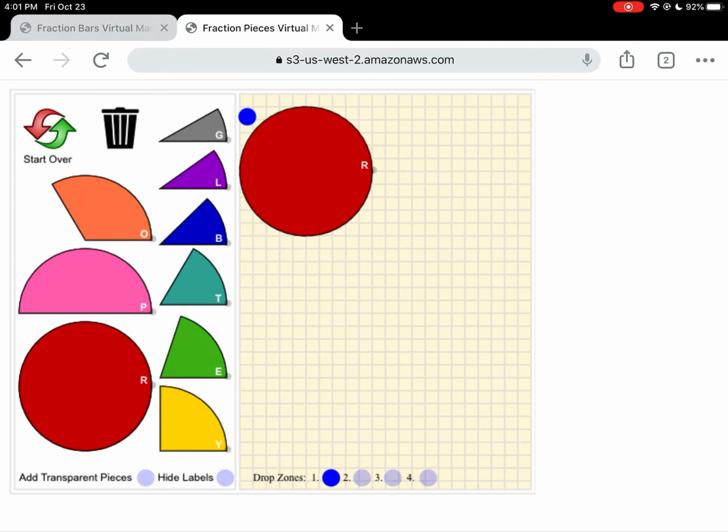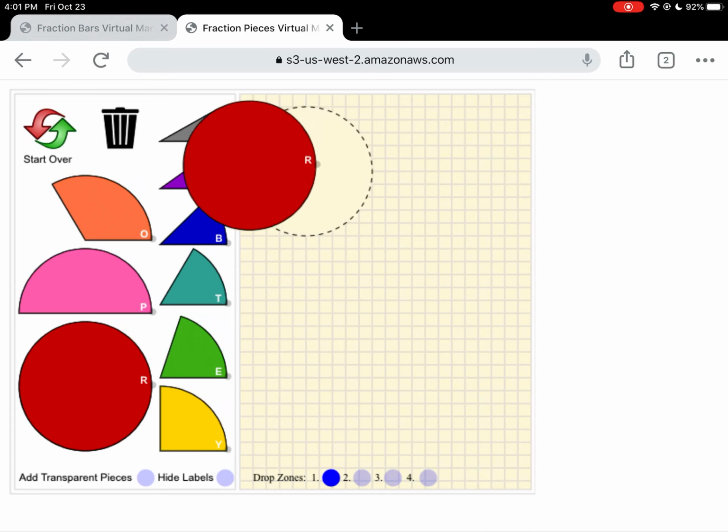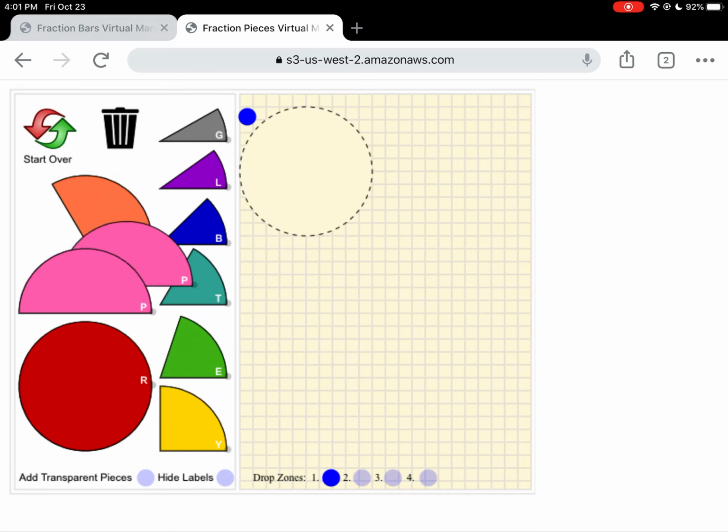If I drop the entire circle, that stands for a whole of something. Let's get rid of that. Tap the pink, it puts that in place. Tap a second pink, and notice what it does. It shows us that two halves combine together to make a whole. Let's get rid of those. This orange one is a third, because if you tap it 3 times, you can see that it takes 3 of them to reconstitute the whole.